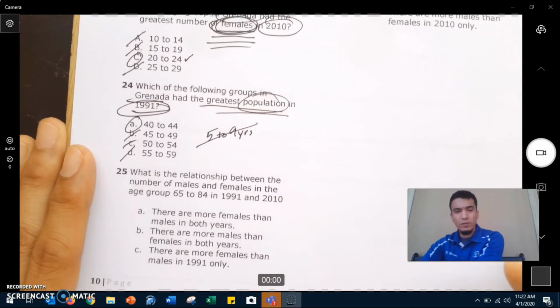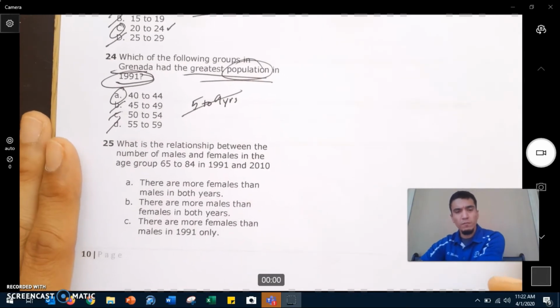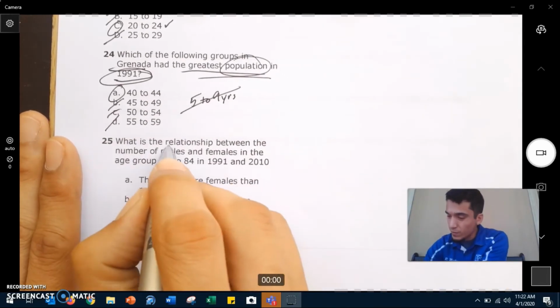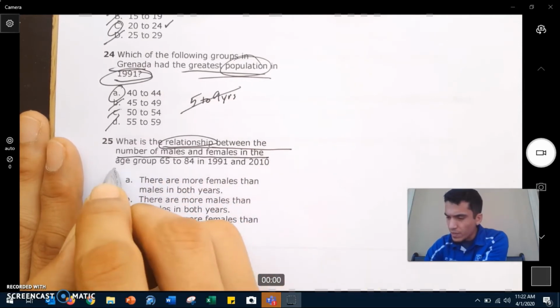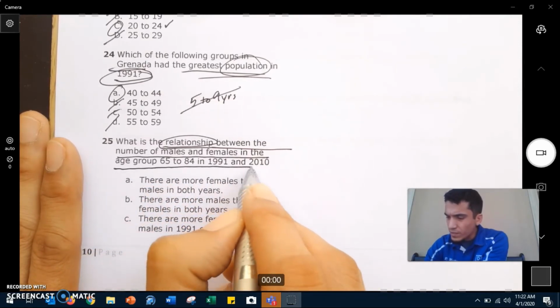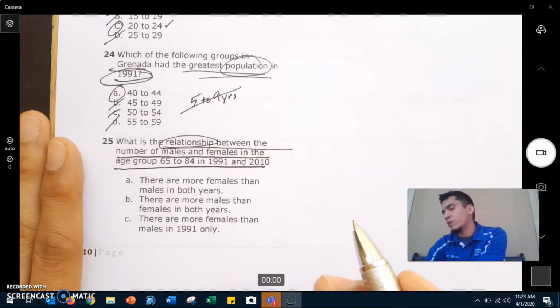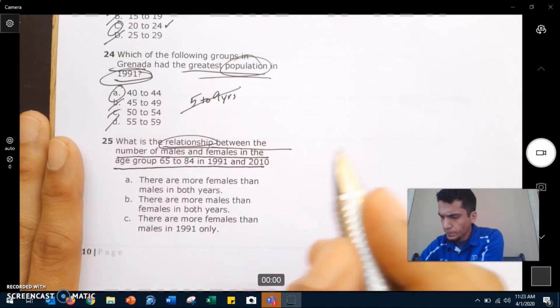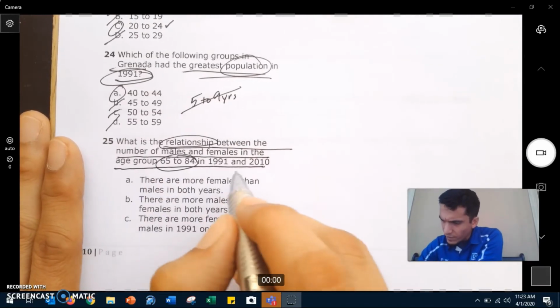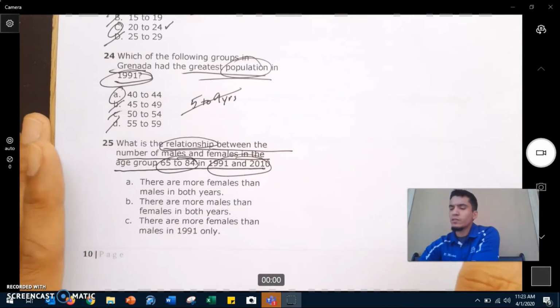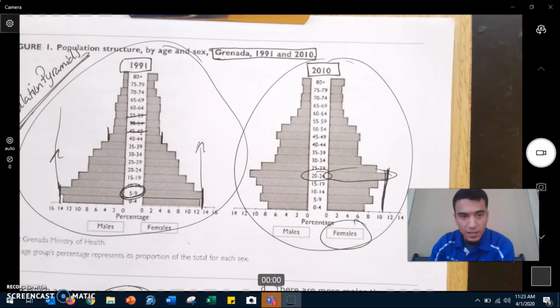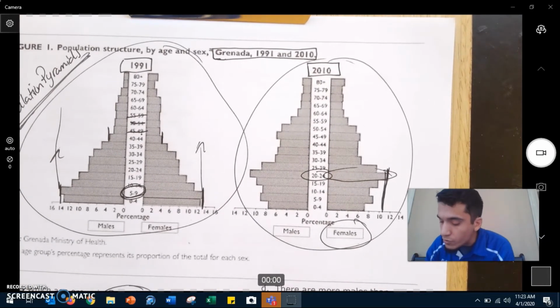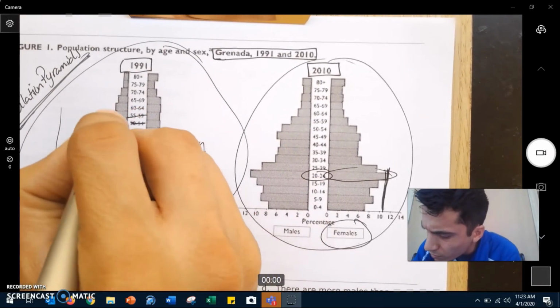Number 25: what is the relationship between the number of males and females in the age group 65 to 84 in 1991 and 2010? Okay, so 65 to 84 in both charts, and it's the relationship between males and females. So we're looking at 65 to 84, so we're here.